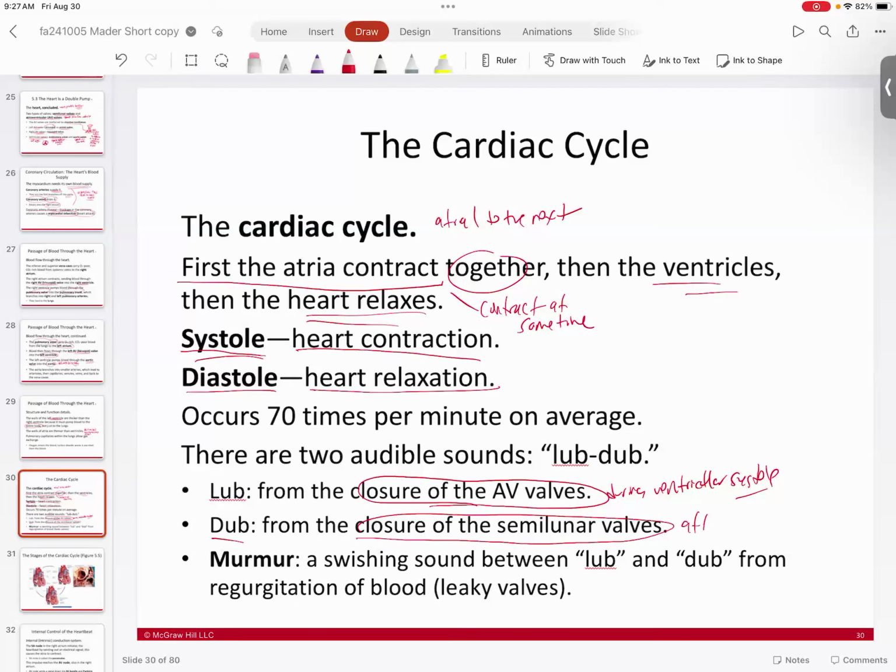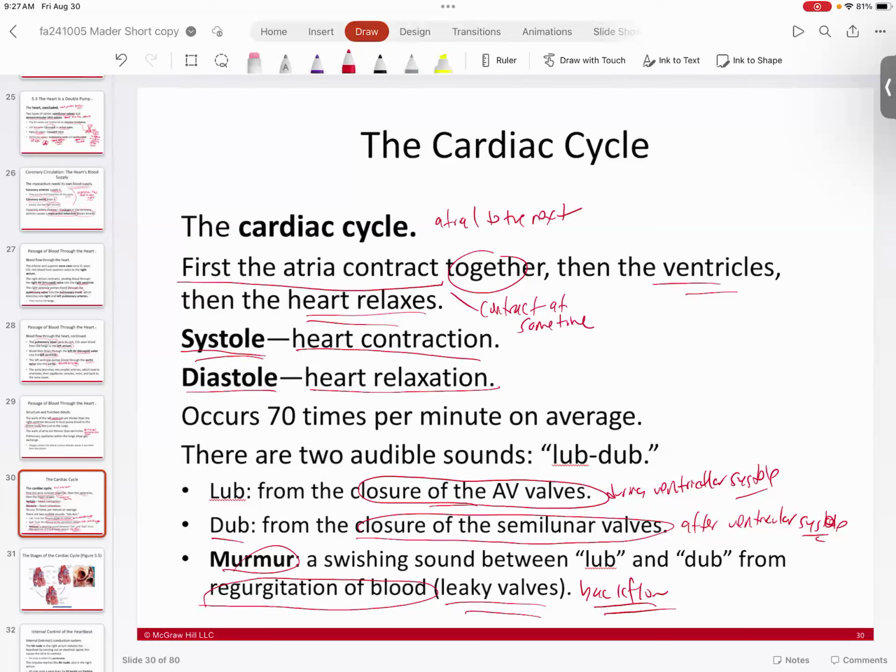Typically, this is after ventricular systole. So that's normal. So a murmur is basically a swishing sound between the lub and the dub. So for instance, it'll be lub, swish, dub, lub, swish, dub. And this is typically what's called regurgitation or a leaky valve. Basically what that means is there's backflow going on.